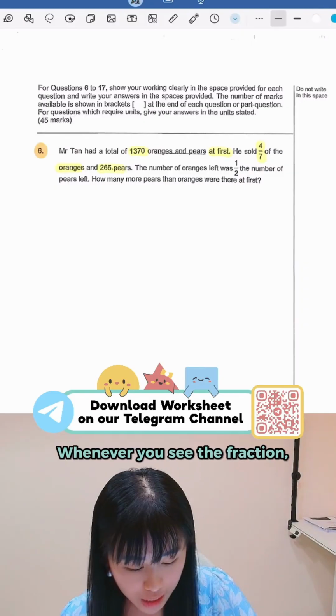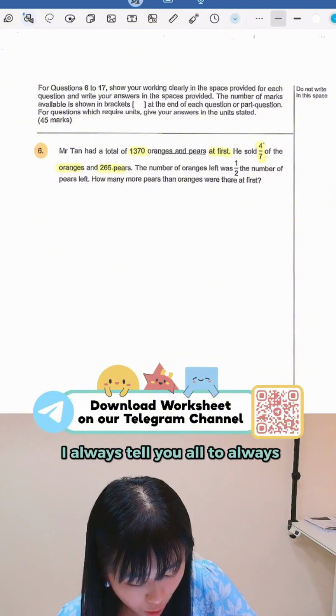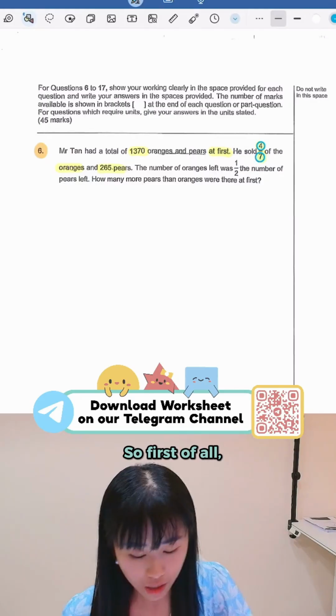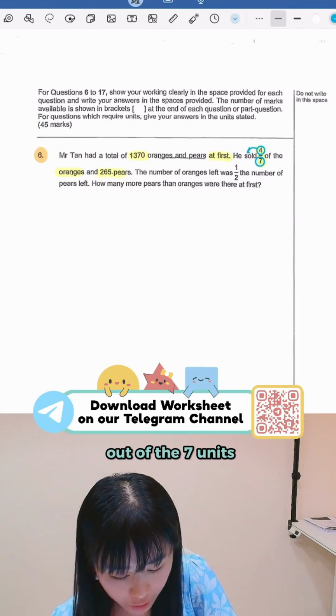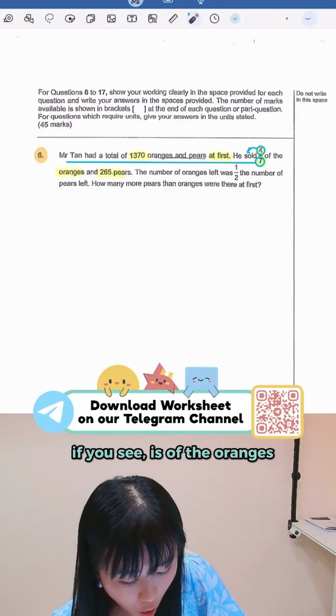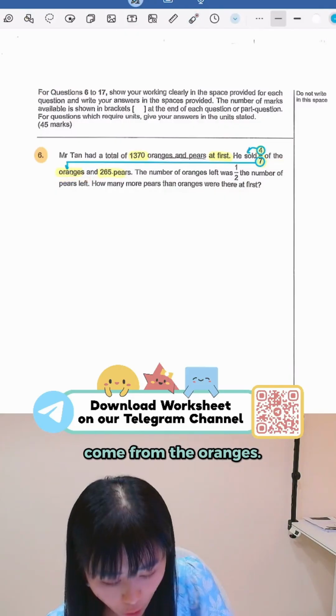Okay, whenever you see a fraction, you have a numerator and a denominator. I always tell you all to circle, and you need to understand your numbers first. So, first of all, he sold 4 units out of the 7 units. And the 7 units, if you see, is of the oranges. So the 7 units must come from the oranges.